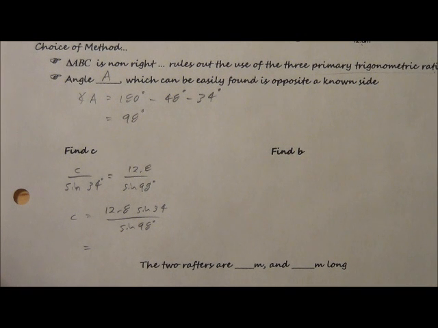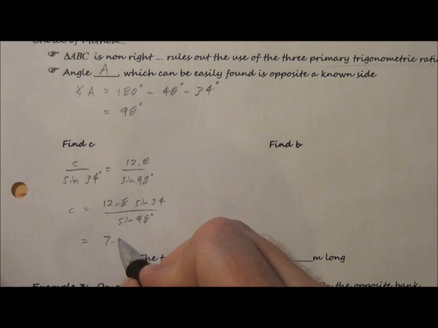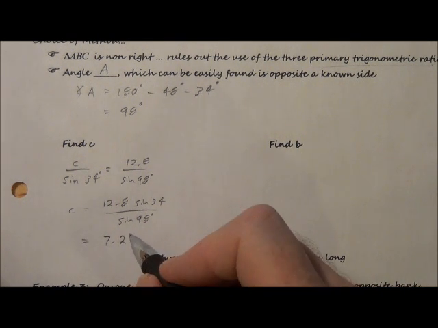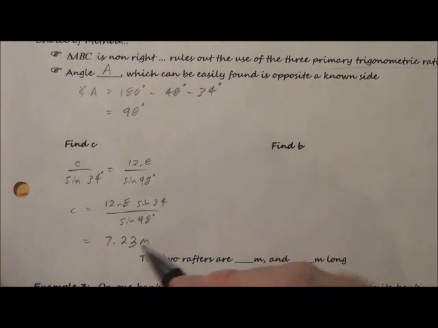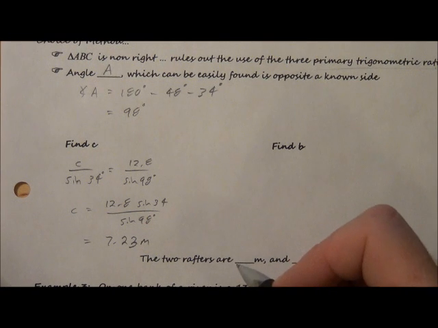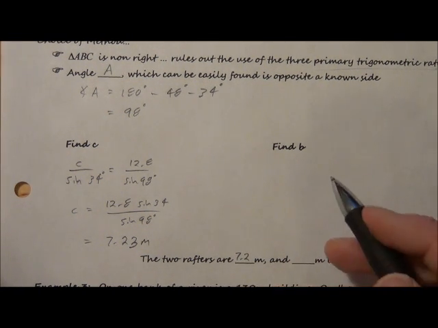So we get 12.8 times sine of 34 divided by the sine of 98, which is 7.22 or 23 meters, I guess. Okay, and judging by the space there, let's just say it's 7.2 meters.